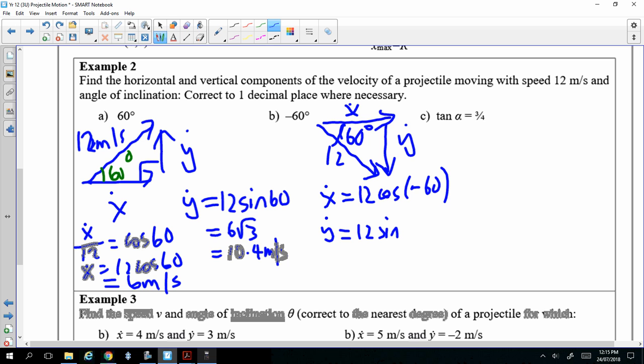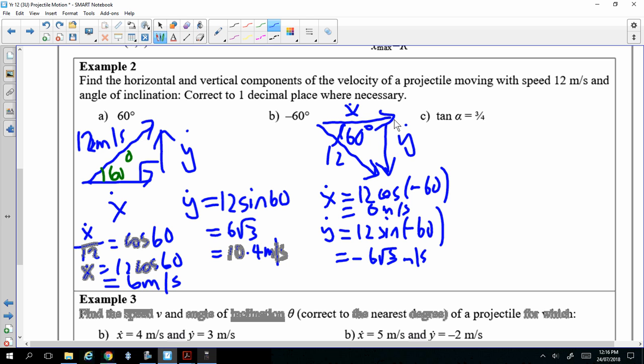Okay, so what would that be? If you do it on a calculator, cos negative 60 is still positive, so you still get 6 meters per second. Whereas sine negative 60 will be negative 6 root 3 meters per second. As expected. So y dot is going down, x dot is still going forward. Yep. Okay. So we've done these 2 examples. There's one more we have to do.